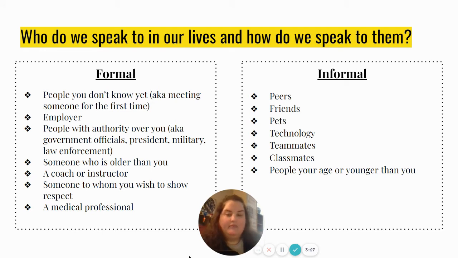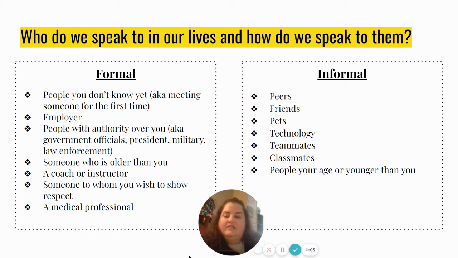So, as a person who is employed, people with authority over you, like a government official, the president or someone else's president, military personnel, law enforcement personnel. Okay. When we say authority, that's what we're talking about. Someone who's older than you. So we call these elders or the elderly, a coach or an instructor. So the same idea as a teacher, someone to whom you wish to show respect. So it could just be you're wanting to be really nice and whatnot.